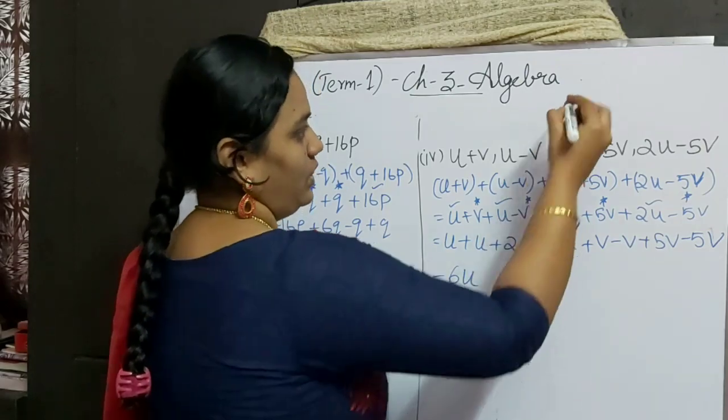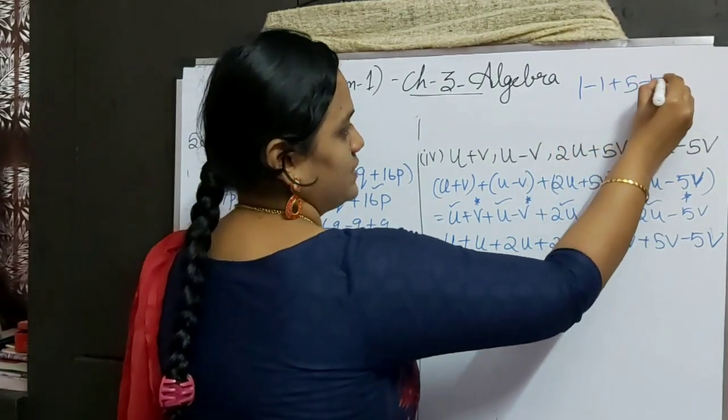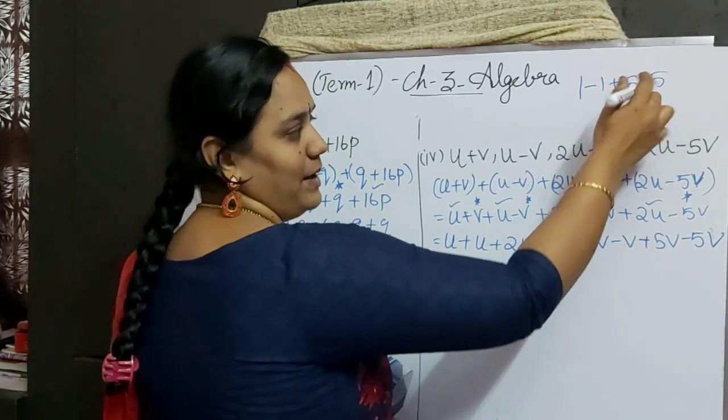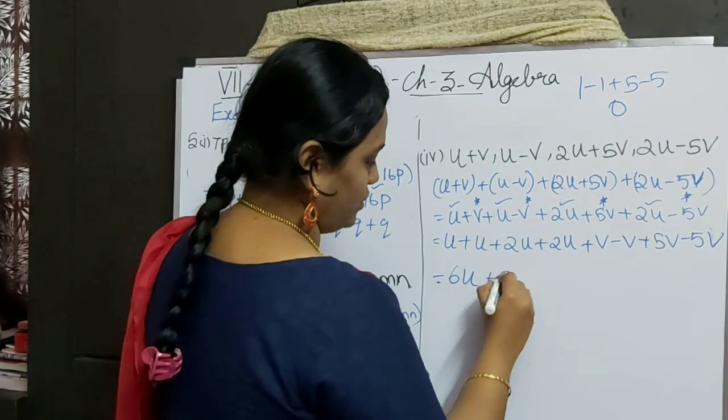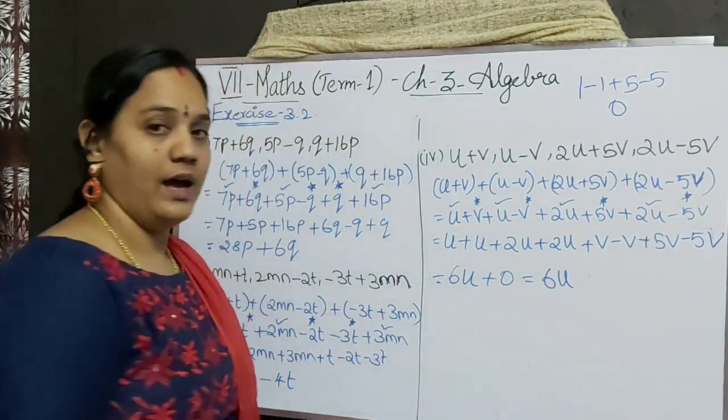Okay, next I am going to write the v coefficient. V coefficients are 1 minus 1 plus 5 minus 5. So 1 minus 1 is 0. Okay, 0 plus 5 minus 5 is 0. So we have 0. Either you can write plus 0, otherwise you can write 6u alone as the answer.